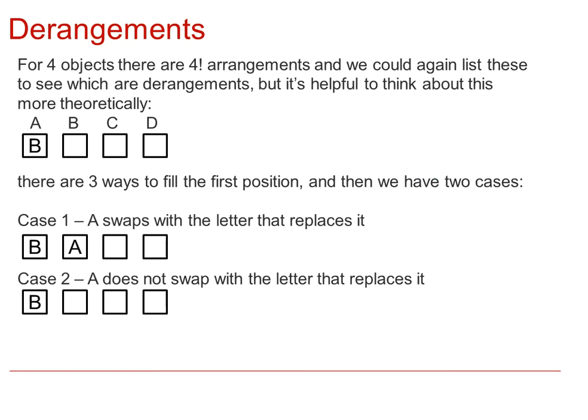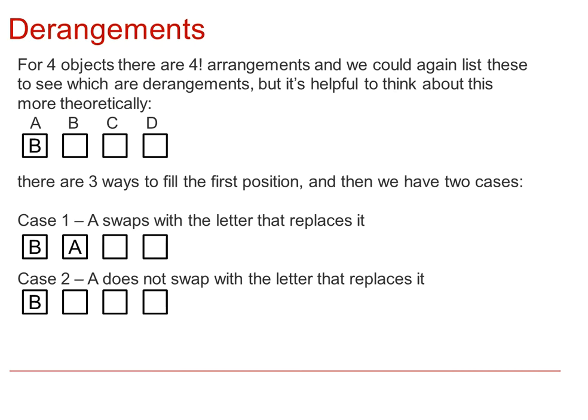For 4 objects, we would have 4 factorial or 24 arrangements, and we could again list these to see which are derangements, but it's helpful to think about this more theoretically. So using the letters A, B, C, D, with A, B, C, D being the original position, we know that there are 3 ways to fill the first position, which are derangements. In other words, you can't choose A because that would be in its original position, but we could choose B, C or D. Let's look at the case where we put B in that first position.